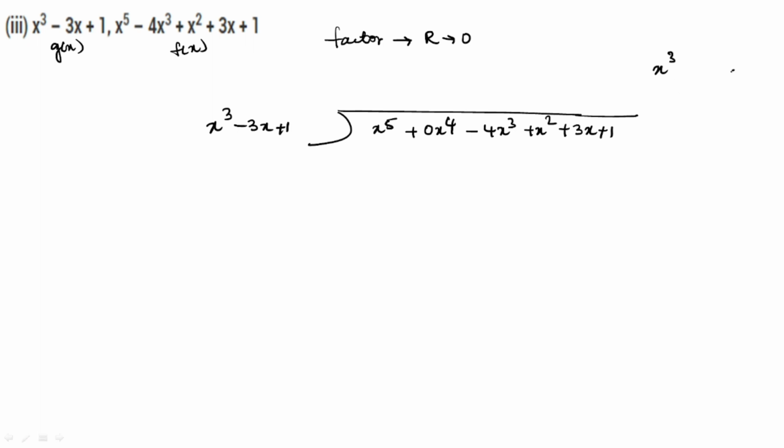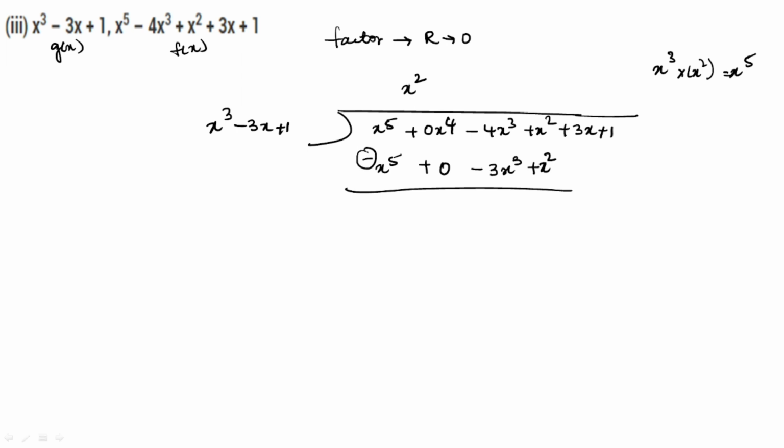Now in order to make them equal, we have to multiply it with x square. So x square, then when you multiply it becomes x power 5, because there is no term, it is 0 here as well. So it becomes minus 3x cube plus x square. Signs alter. You will be left with minus x cube, and this will cancel out. So it will become 3x plus 1. Let's bring down the entire thing.